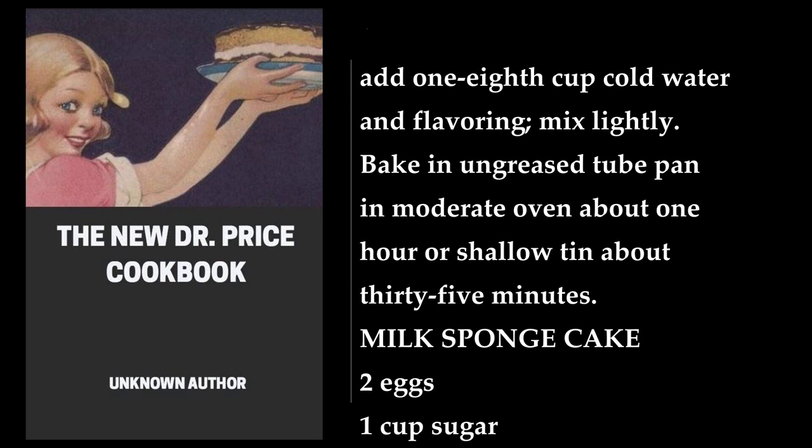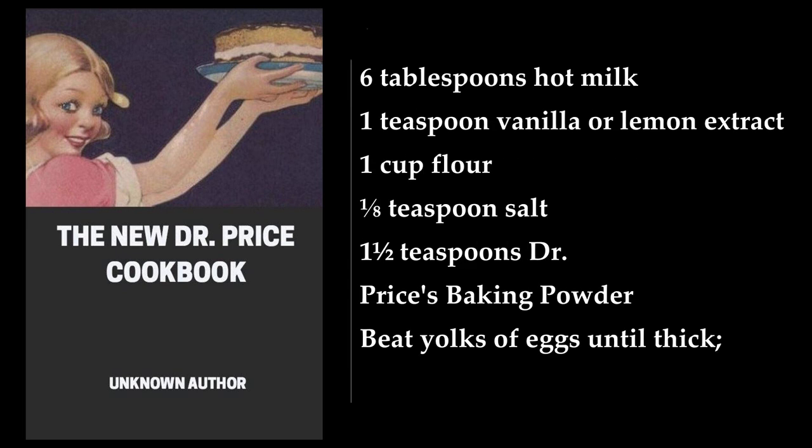Milk sponge cake. 2 eggs. 1 cup sugar. 6 tablespoons hot milk. 1 teaspoon vanilla or lemon extract. 1 cup flour. 1/8 teaspoon salt. 1 1/2 teaspoons Dr. Price's baking powder.